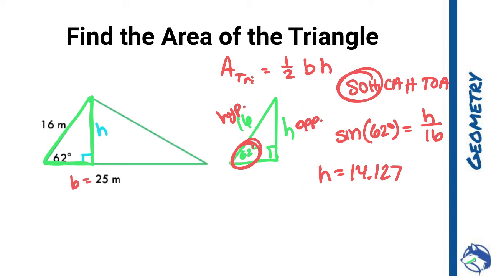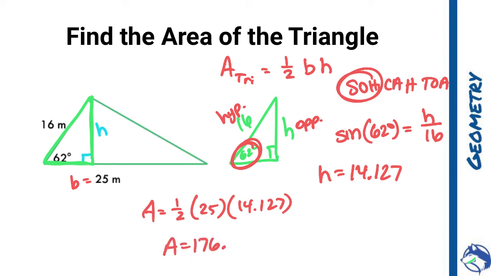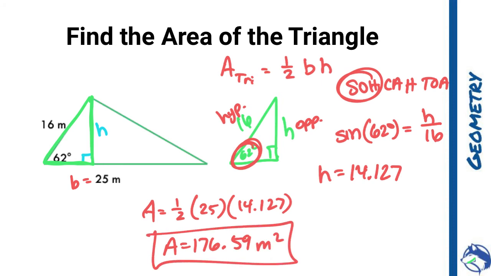So now that I know this height, the area is just going to be 1/2 of my base, which we said was 25, times 14.127. And when I do that all together, I get 176.59, and then this is going to be meters squared. Don't forget your units.